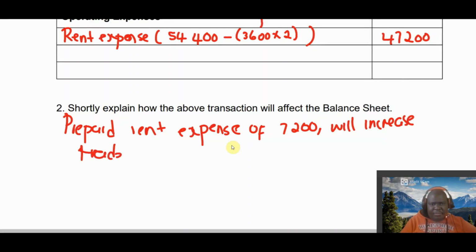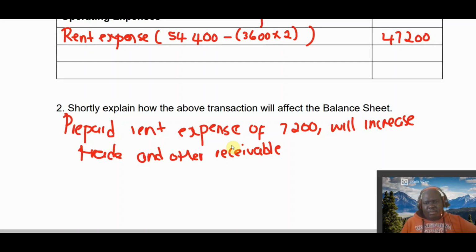trade and other receivables. When you do your notes, under the notes, this will increase the trade and other receivables, right? So it will increase trade and other receivables by 7,200. Then from there, you are done. You have answered the questions that you were asked.